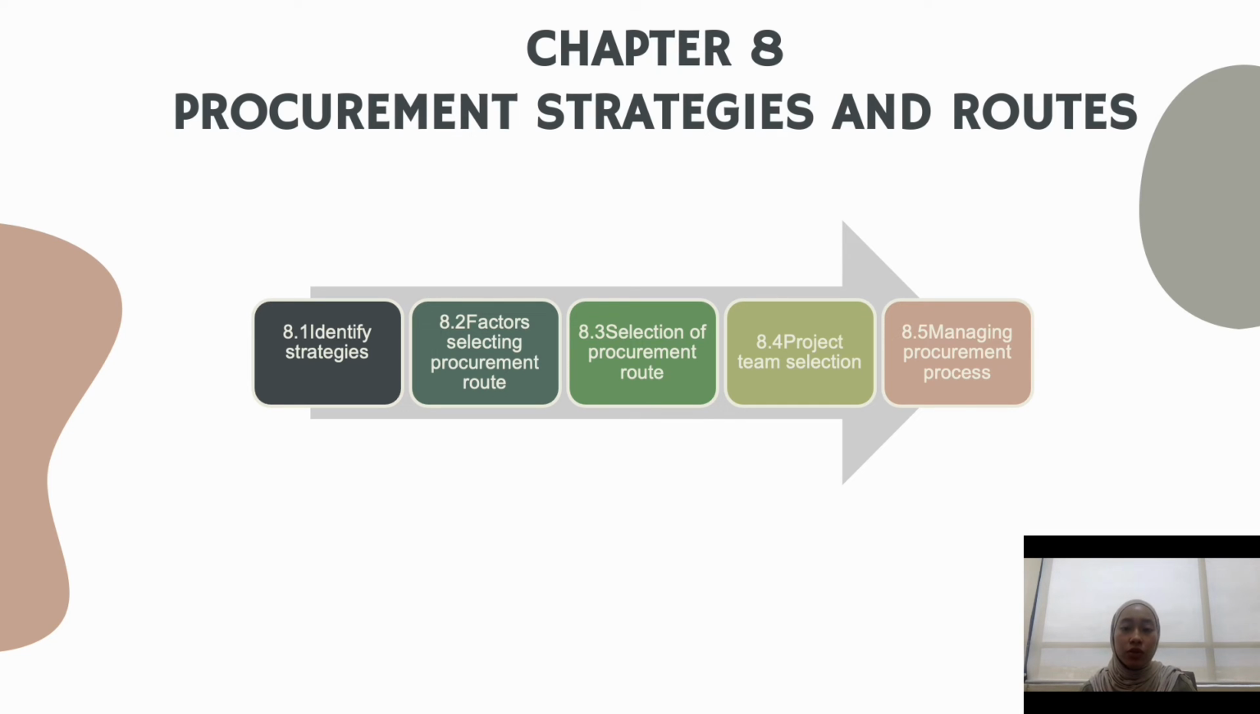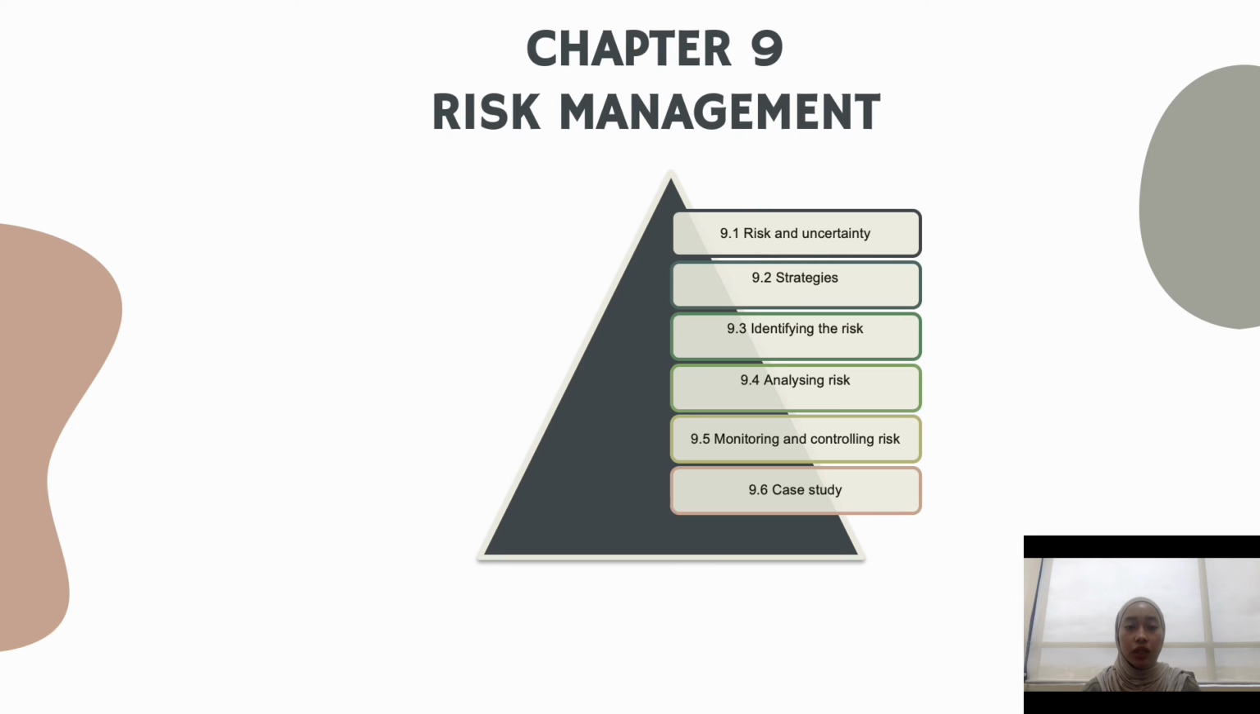Okay, the last one is Chapter 9. Chapter 9 elaborates on risk management, which is the management of risk present on a building site or in the construction sector. This topic has a number of subtopics that students can learn about, including risk and uncertainty strategies, identifying the risk, analyzing risk, monitoring and controlling risk, and case study.